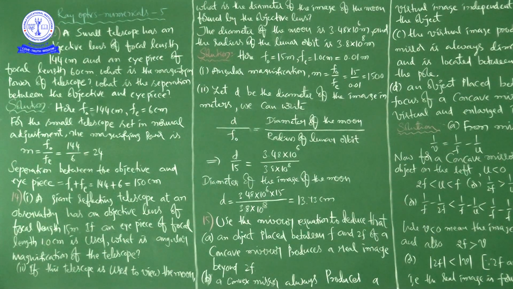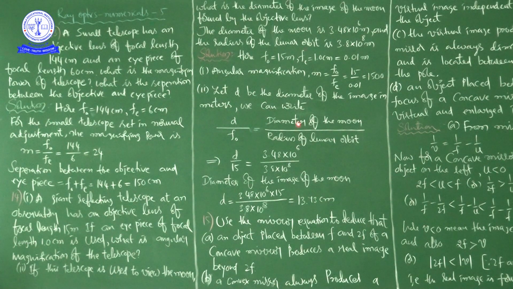Small d by f naught is equal to... What is small d? It is the diameter of the image, in meters, because units are important. All the quantities we take should be in one system of units while substituting in the formula. So d by f naught is equal to the diameter of the moon divided by the radius of the lunar orbit.